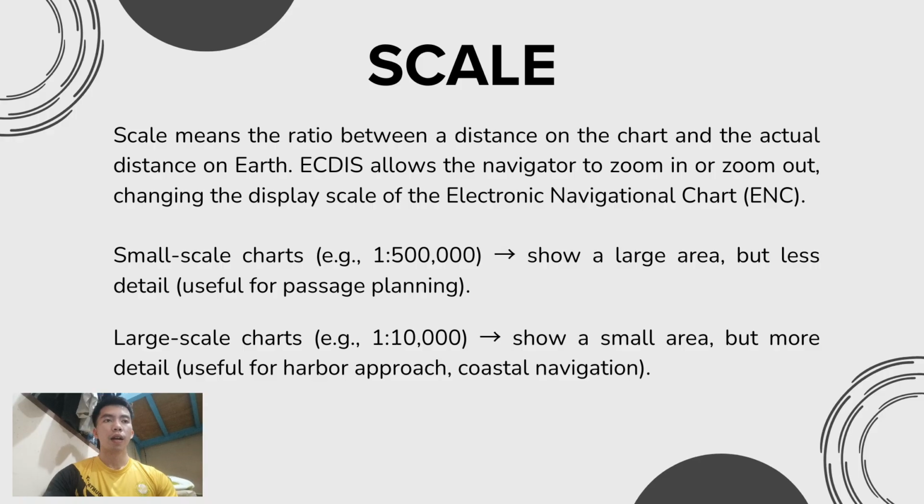Here we have the difference between the small scale and the large scale. First is the small scale. Small scale charts, such as 1:500,000, show a large area but less detail, useful for passage planning only. And here we have the large scale charts, such as 1:10,000, which show a small area but more detail, useful for harbor approach and coastal navigation.